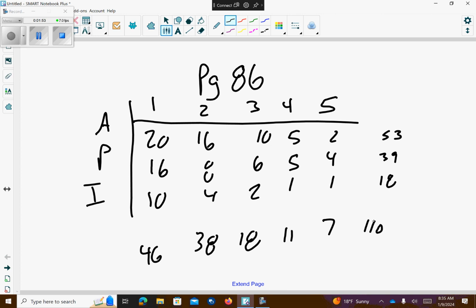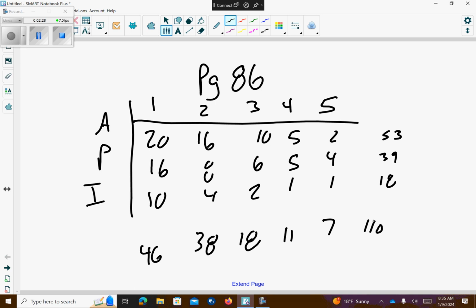All right, so basically how you read this is you have 5 different categories of hurricanes. You have 3 different oceans they're talking about. In order to get to this 53, you'd go 20, 16, 10, 5, 2 to get 53. Add up this row to get 39. Add up this row to get 18. Add this column to get 46. This column to get 38. This column, 18, and so on and so forth. And then the total coming this way and the total coming this way would come out to 110.